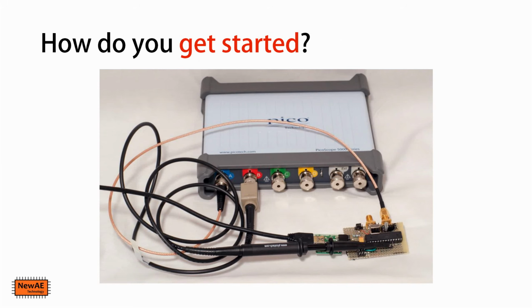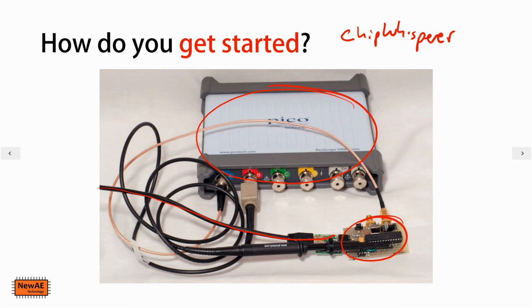So how do you get started? Fundamentally, what you need is a measuring instrument like an oscilloscope, a device to attack, and just some communications. So this is a really simple getting started, and these, by the way, are linked as part of the side channel, the ChipWhisperer project. So ChipWhisperer, there's a whole bunch of these tutorials showing you how to get started with the ChipWhisperer software.